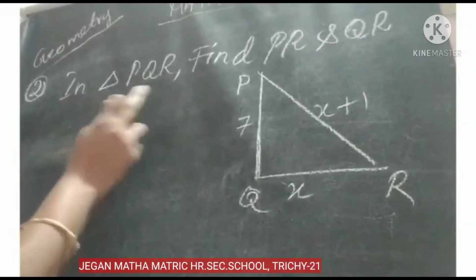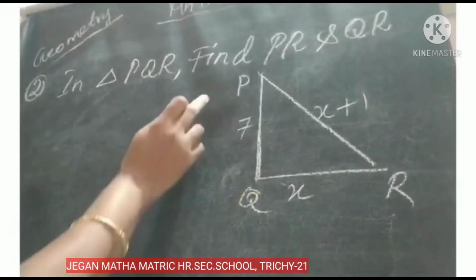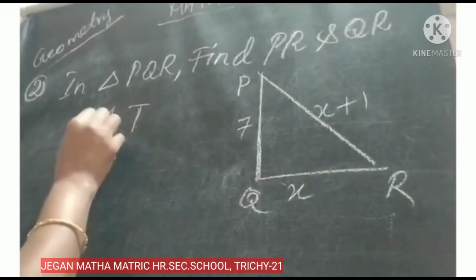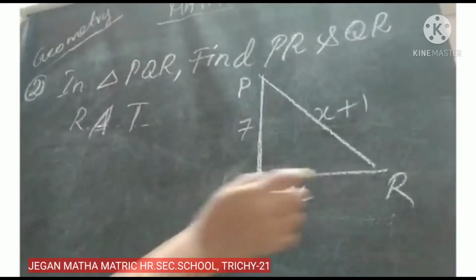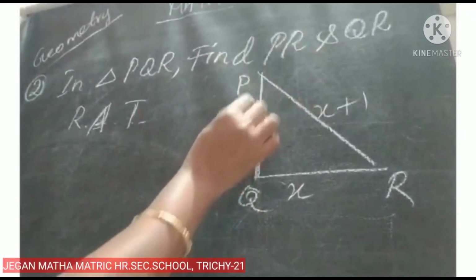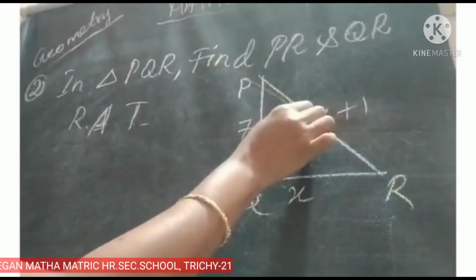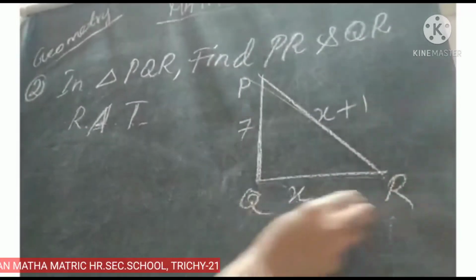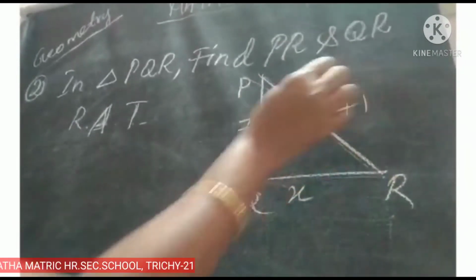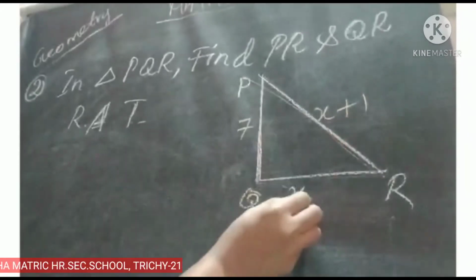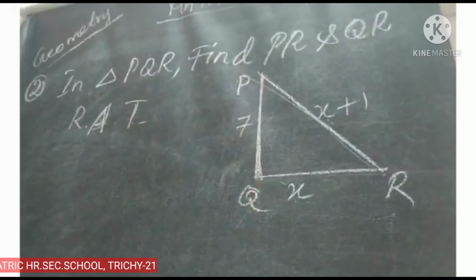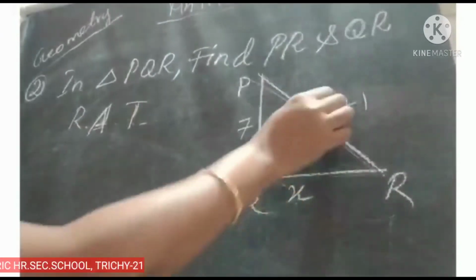The given triangle PQR is a right angle triangle. Find PR and QR. You have to find out PR, that is the hypotenuse side, and QR. QR is given as x centimeter. Here PR is x plus 1. Both are variables, x and x plus 1. Then PQ is given as 7 centimeter. So you have to find out these two sides.